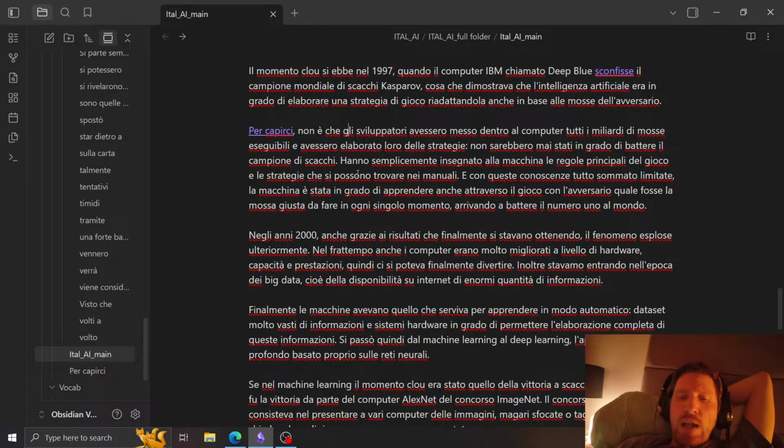Nei manuali. Che significa? Il contesto completa le regole principali del gioco e la strategia che si possono trovare nei manuali. Perfetto. In questo caso nei manuali significa in the manuals. Quindi stai dicendo che le regole principali e la strategia si possono trovare all'interno dei manuali. È chiaro così?